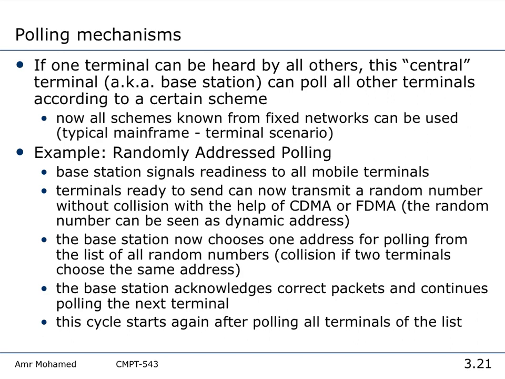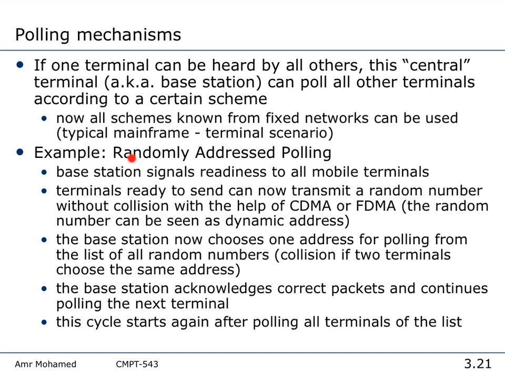Right. So here, terminals ready to send can now transmit a random number. But when we have multiple nodes that generate a random number and send it to the base station, we have the same scenario now. We have multiple nodes trying to access the channel at the same time. So either we have to use Aloha in that case, right, or we use a collision-free environment.